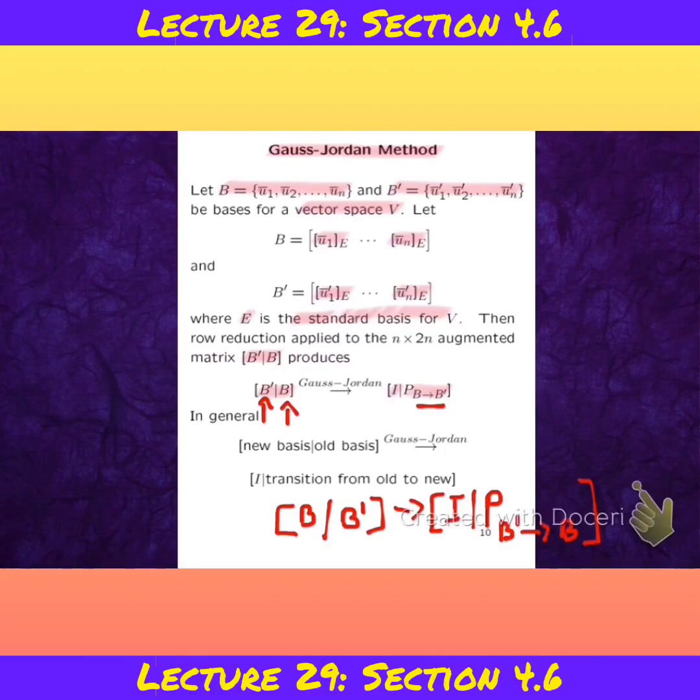So going back to our theorem, you start with a new basis. Your old basis is on the right hand side. So my new basis is B prime, and my old basis is B. You place the old basis second, and you place the new basis first, and you apply the Gauss-Jordan elimination method to reduce the new basis to the identity matrix, and whatever you get on the right will be the transition from old to new.